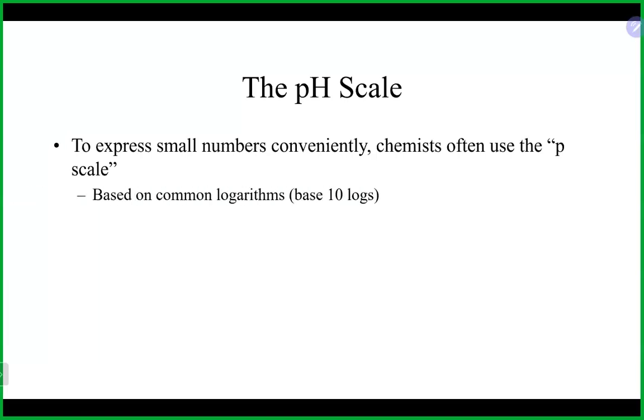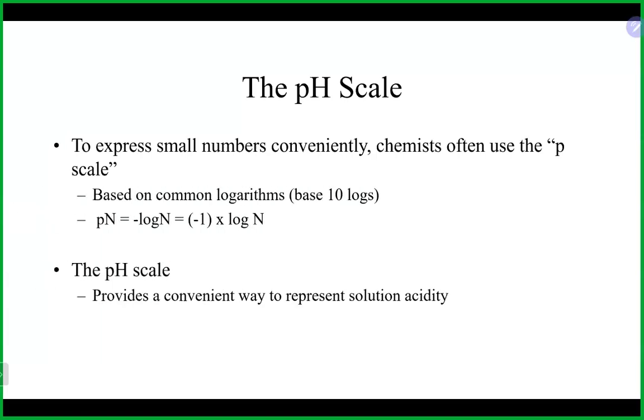All right, the next thing we're going to talk about is the pH scale. The pH scale is a measure of acidity. The pH scale runs from 0 to 7 to 14. Less than 7 is acidic.